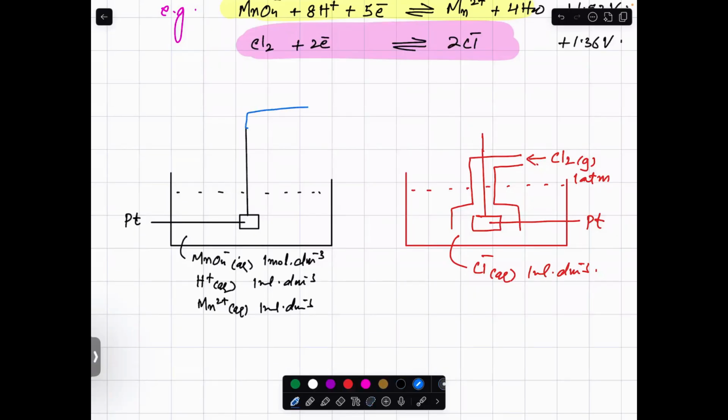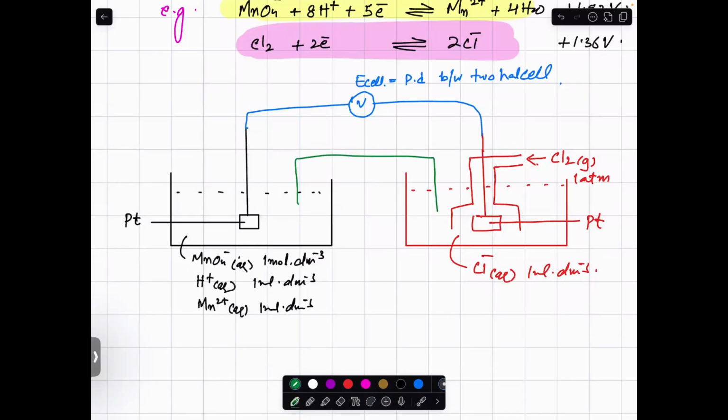The two half cells are connected by a voltmeter, which measures what? The E cell, the potential difference between the two half cells. Then there is this salt bridge. Look. Inverted U-shaped U.